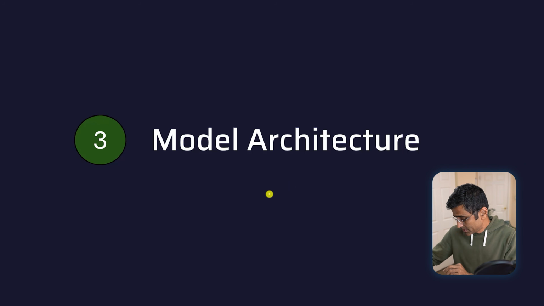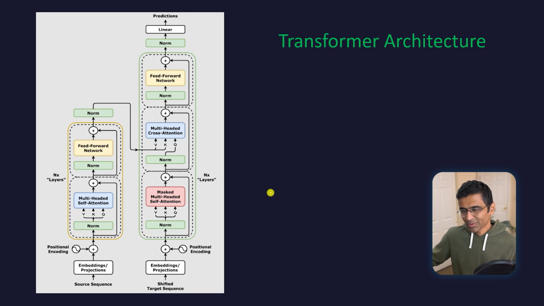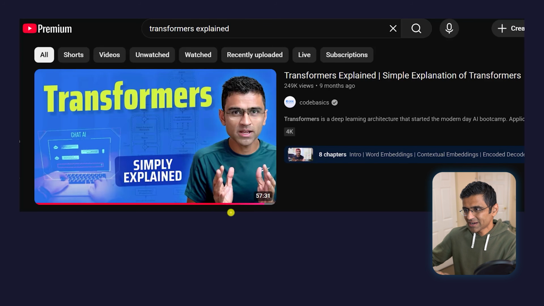The third step now is model architecture. You all probably know that transformer architecture is the backbone of an LLM. And here is a picture of transformer architecture. It will take me probably 1 hour to explain this, so I created a 1 hour long video going over transformer architecture in detail. Just in case you're curious, we are going to provide you a link.